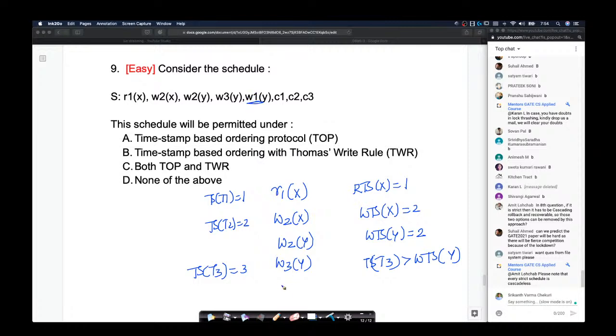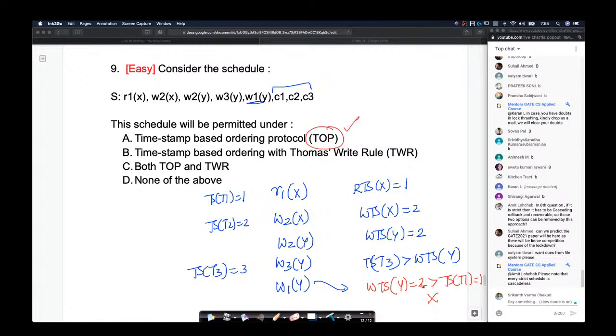Next one is W1y, right? When you have W1y, you only have commits after that. So let's see what happens when the first transaction writes on y. If you notice, the write timestamp of y equals 2. 2 is greater than the timestamp of transaction 1, which equals 1, right? So this creates the problem. The schedule will not be permitted if you're using a timestamp based protocol. Remember the simple rules of timestamp based protocol.